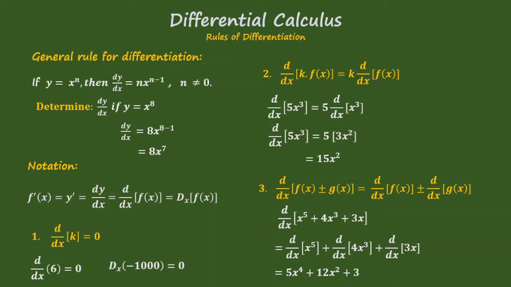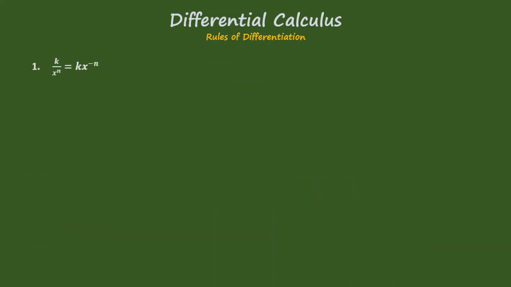Now let us look at some laws of rational exponents that will come in handy in solving most of the problems that we'll be facing in this part of the lesson. Now, if I have some constant k over x to the exponent n, this can be written as k x to the exponent minus n. We are trying to make sure that this looks exactly like the general rule for differentiation. So let's say I have this function here.